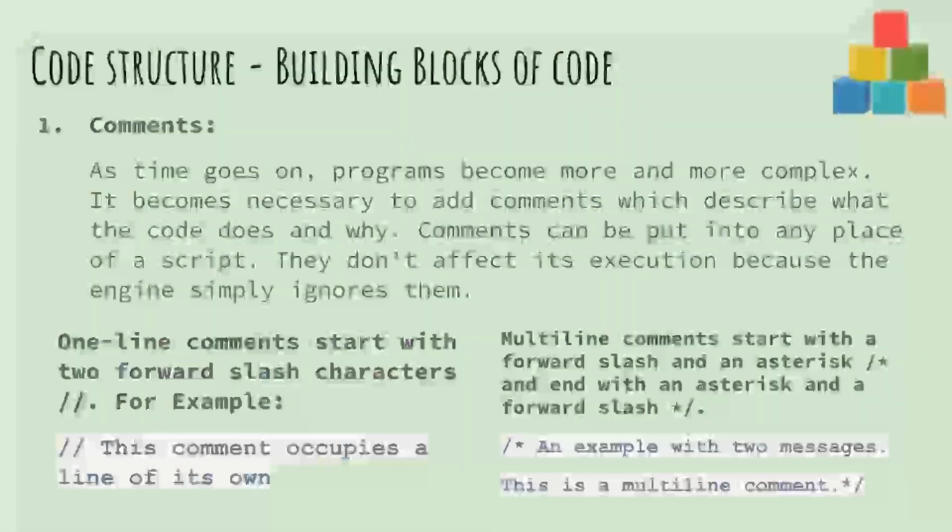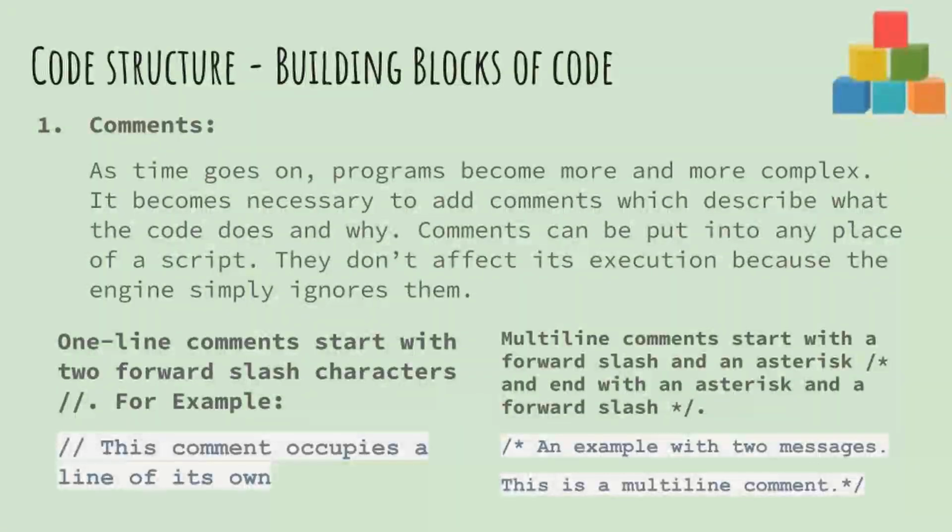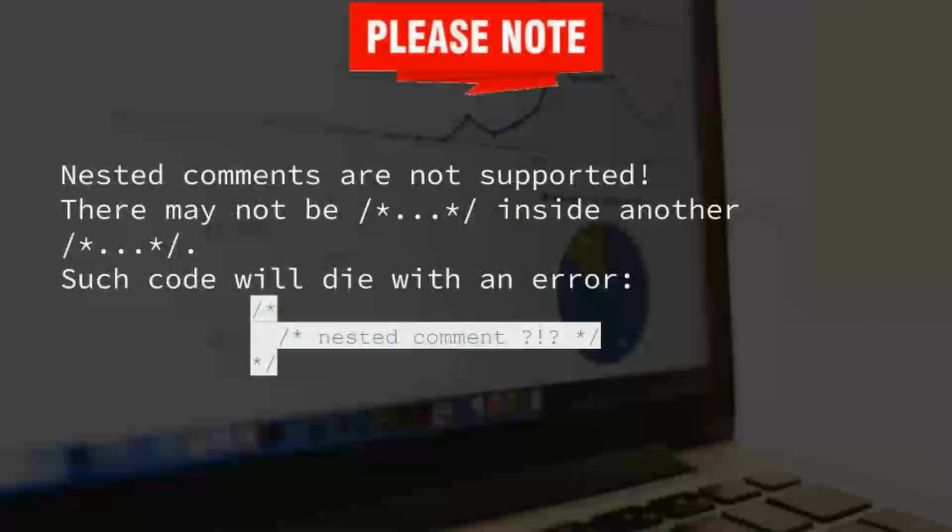There are two types of comments in JavaScript code. First is single line comments that are denoted by double forward slash, and second is multi-line comments that start with a forward slash and asterisk and end with an asterisk and forward slash. There is one point we should keep in mind in terms of comments. Nested comments are not supported in JavaScript. We cannot put one comment inside another comment. Such code will die with an error.